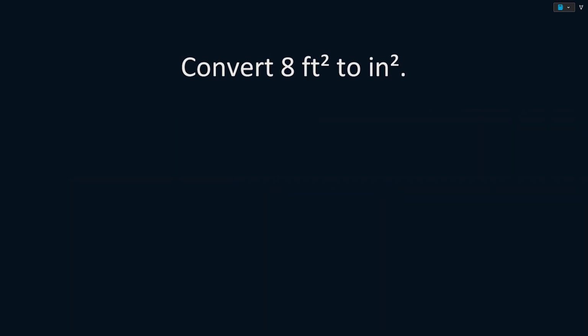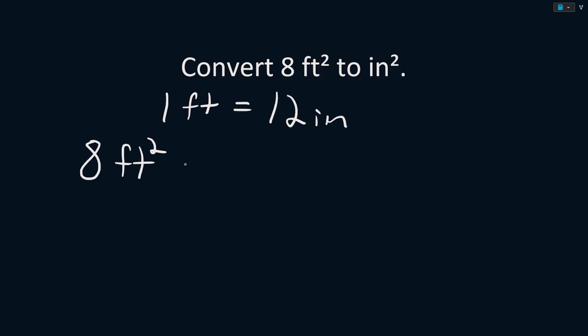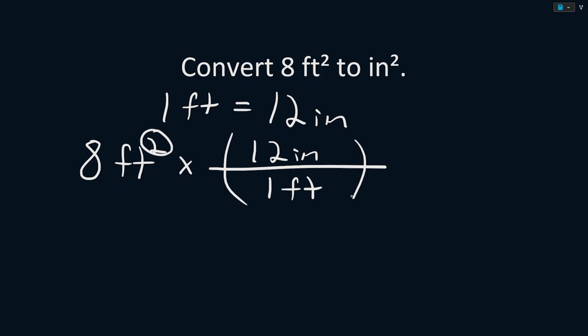Convert 8 squared feet into squared inches. First, we need to understand the relationship between feet and inches. This is that 1 foot is equivalent to 12 inches. So to convert from 8 squared feet into squared inches, we need to multiply through our conversion factor of 12 inches for every 1 foot. Because the feet are squared, we need to square our conversion factor.